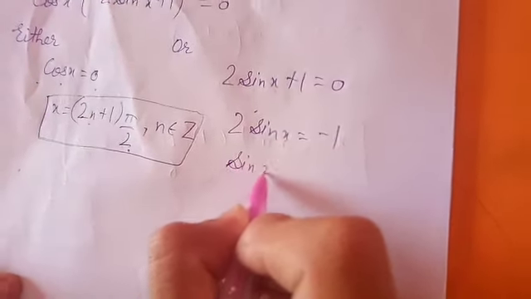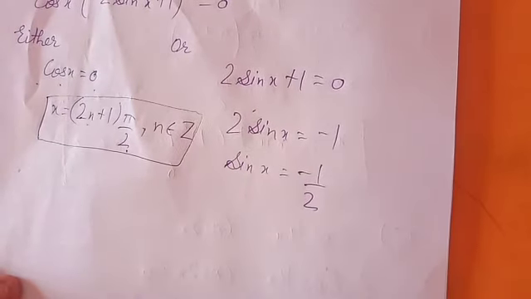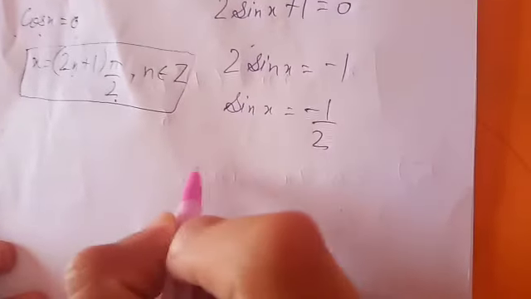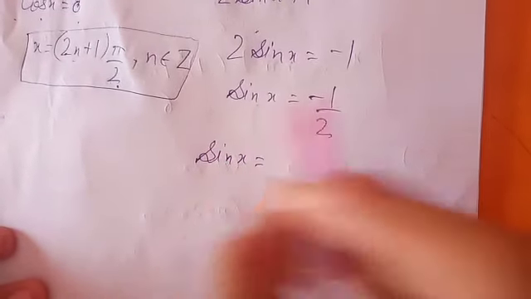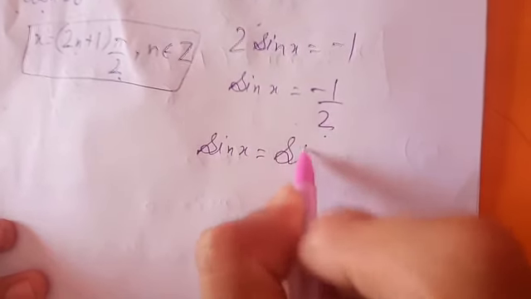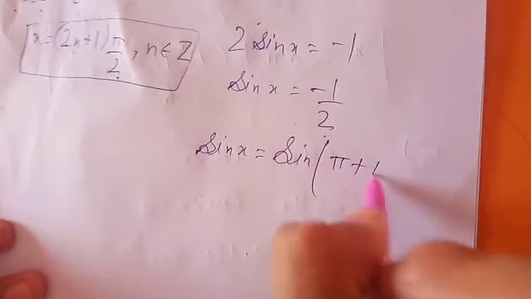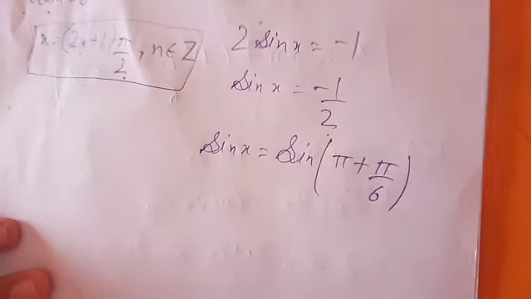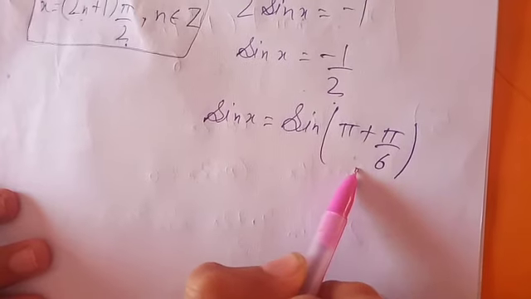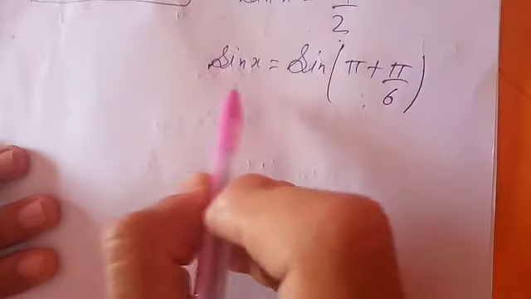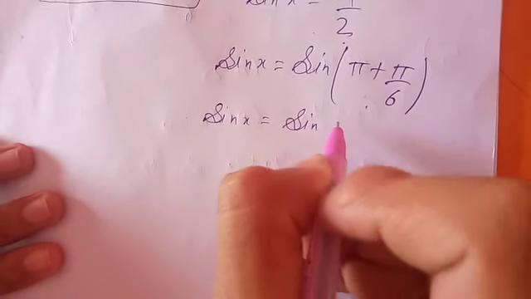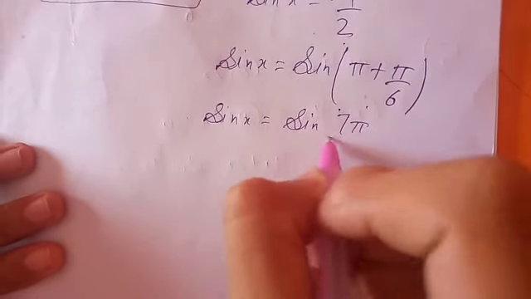So sin x is equal to minus 1 by 2. Now at what angle is sin minus 1 by 2? That is sin of pi plus pi by 6. The same we have solved in our question number 4. Okay, now we get sin x equal to sin pi by 6.